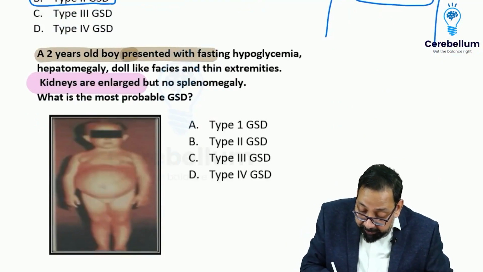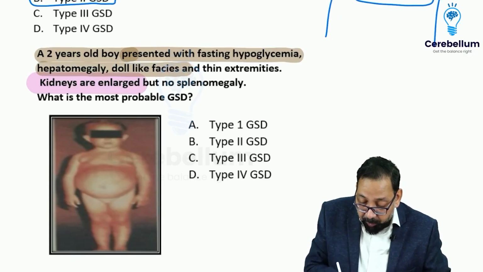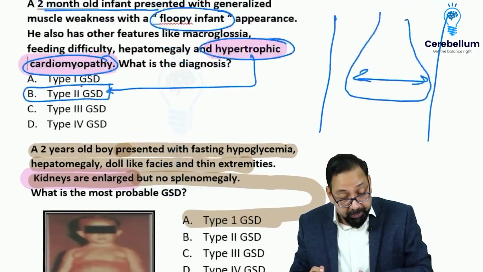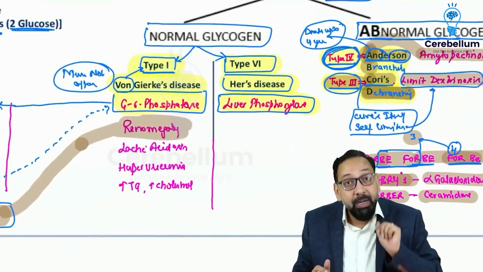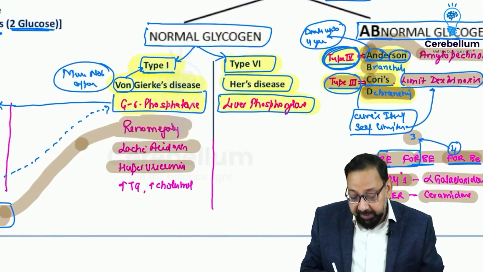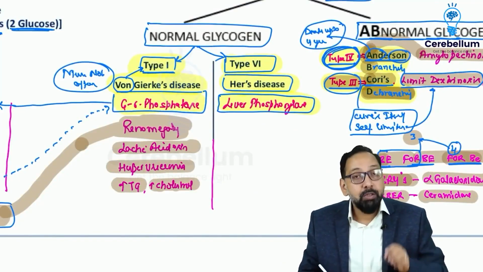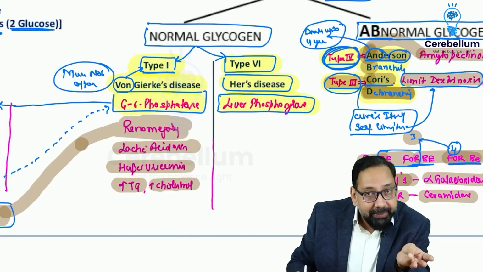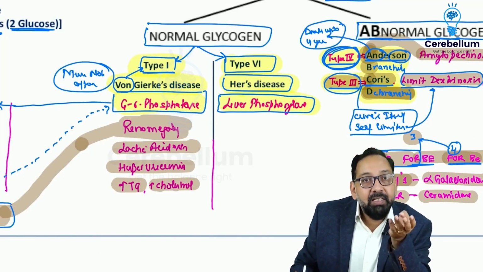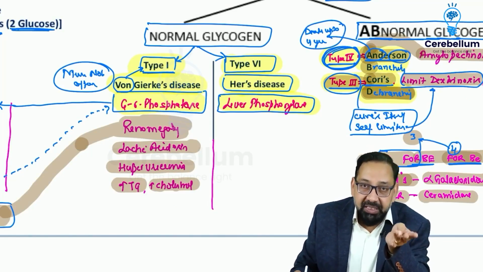A 2-year-old boy presented with fasting hypoglycemia, hepatomegaly, and enlarged kidneys. That is type 1 glycogen storage disease. In type 1 glycogen storage disease, lactic acidosis is there, hyperuricemia is there, and triglyceride and cholesterol are increased. So renomegaly, increased lactic acid, increased uric acid, increased triglyceride, increased cholesterol, that is von Gierke's disease.